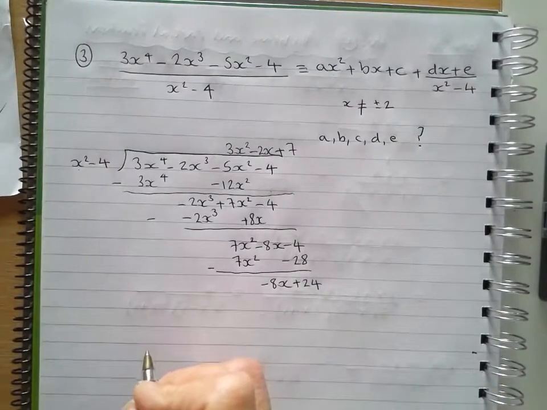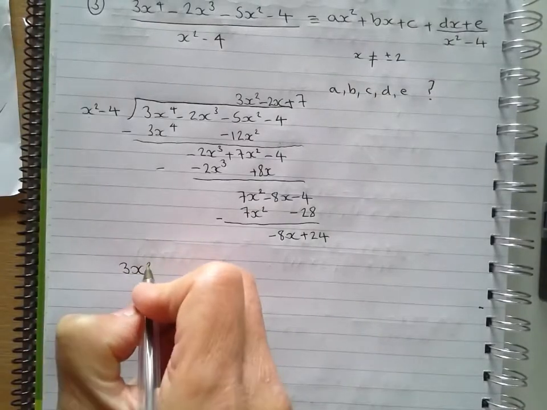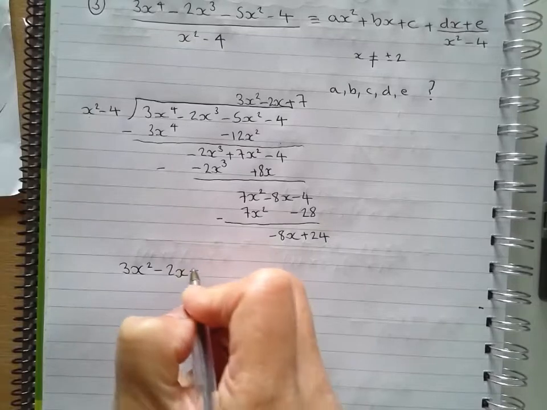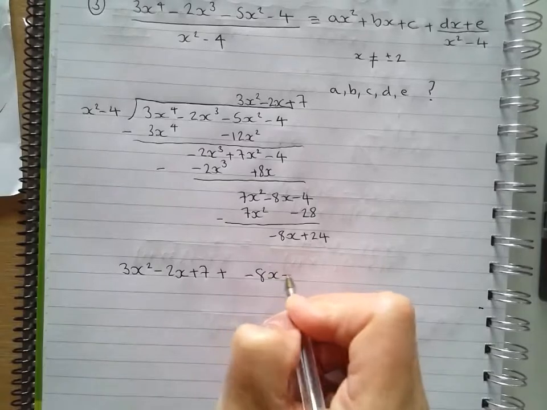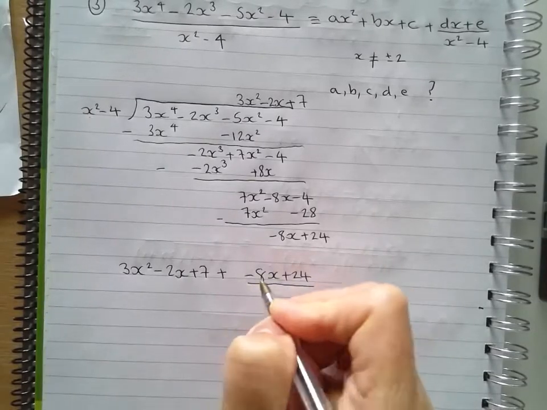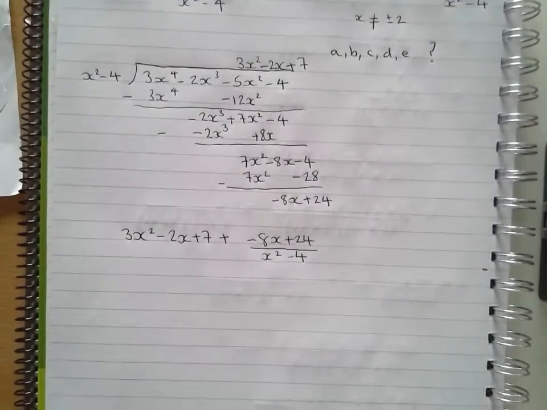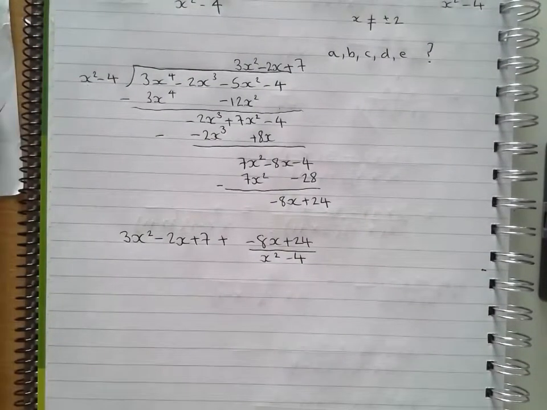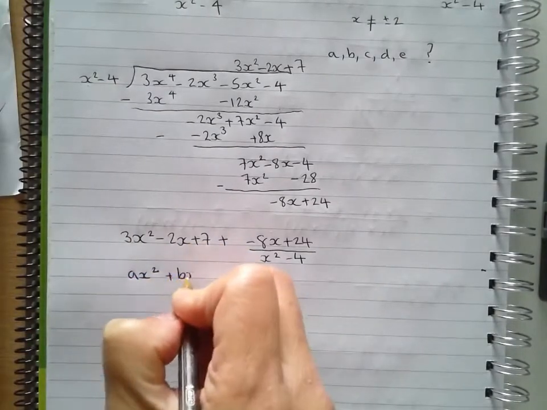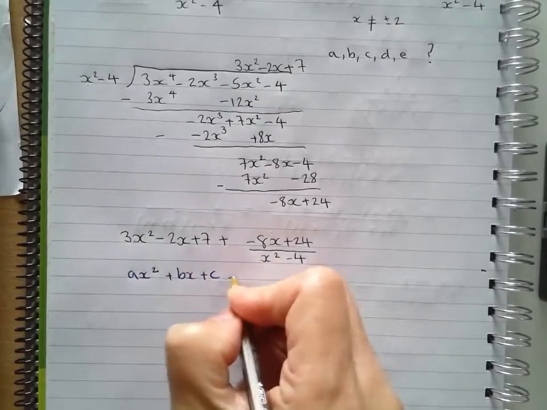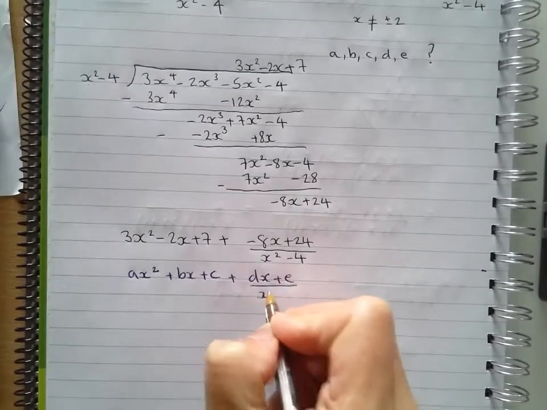So when I divided, what I've actually ended up with is 3x squared minus 2x plus 7 plus my remainder, which is minus 8x plus 24 as a fraction of what I was dividing by, so x squared minus 4. So I now know that I can compare with what I had. So I had ax squared plus bx plus c plus (dx plus e) over x squared minus 4.